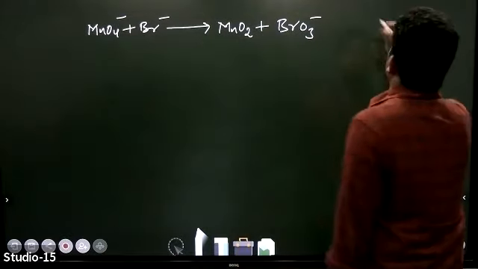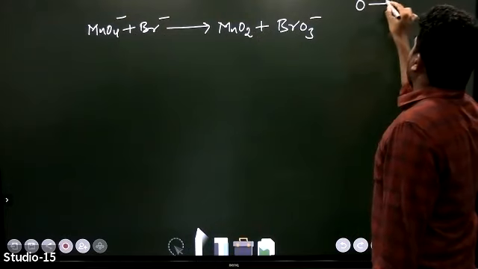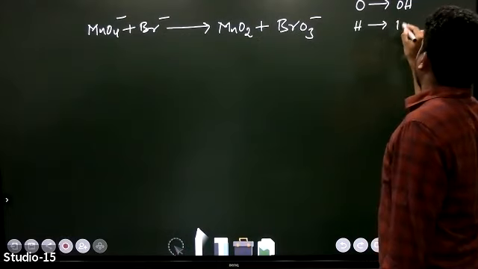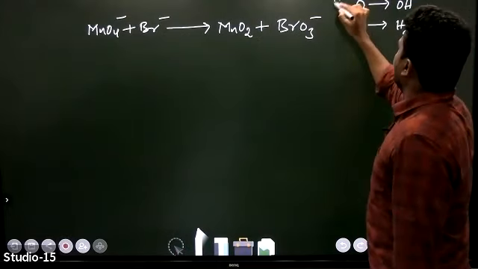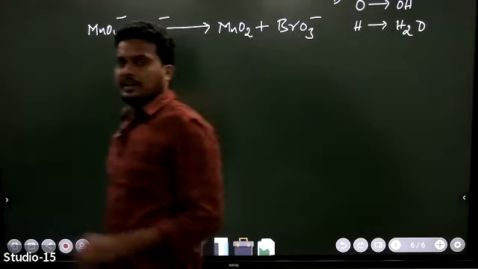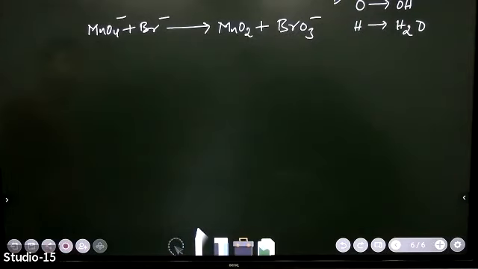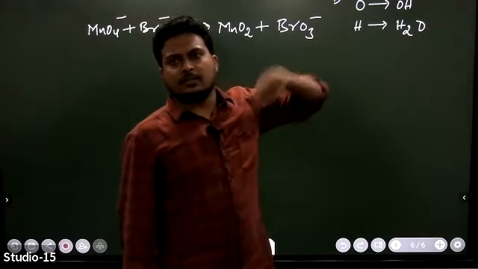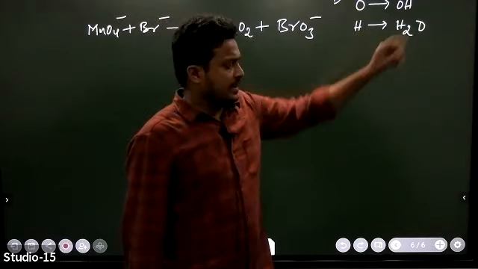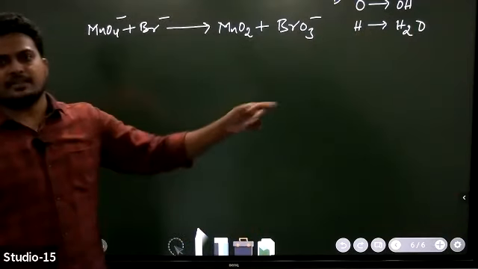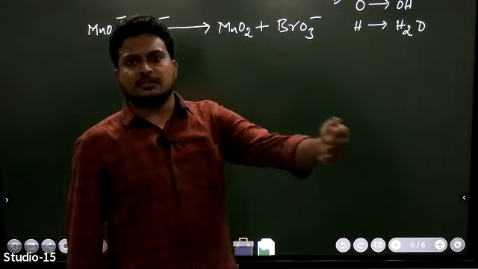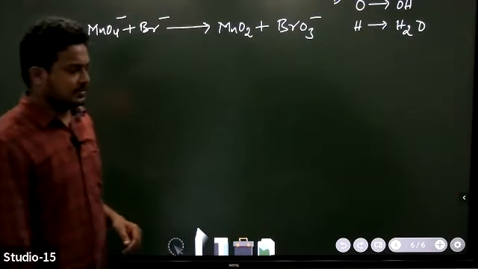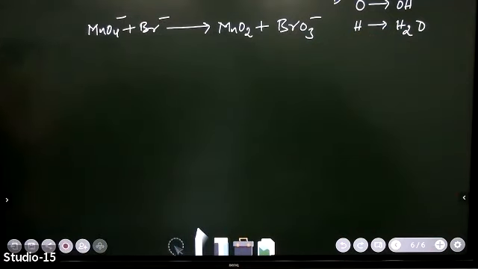In basic medium, oxygens are balanced by adding OH minus ions. Hydrogens are balanced by adding H2O molecules. This is the difference between acidic medium and basic medium, and the entire remaining process is the same. But in the case of acidic medium, oxygens are balanced by adding H2O molecules and hydrogens are balanced by adding H plus ions. Right? Now balance it.